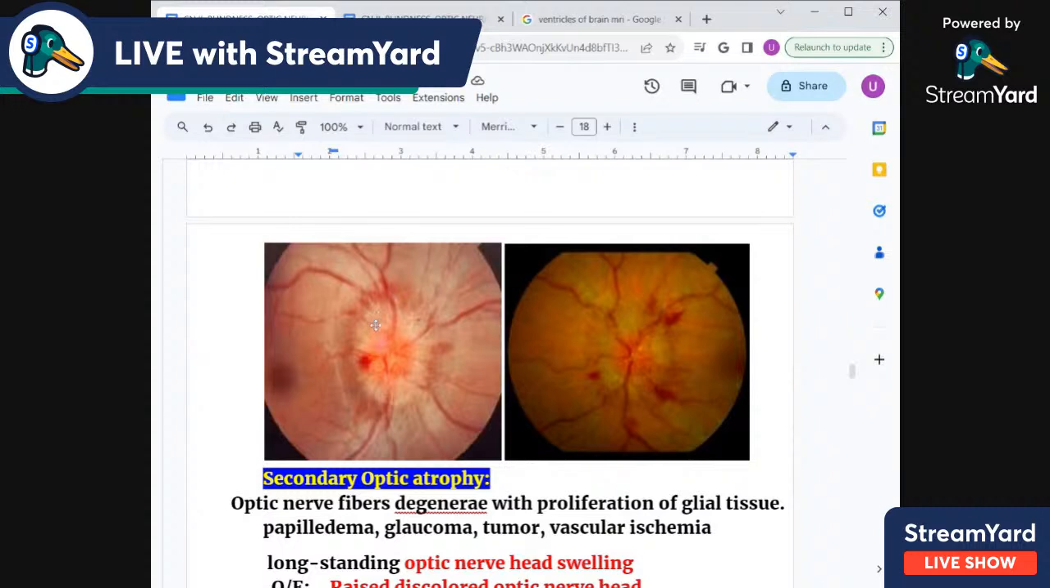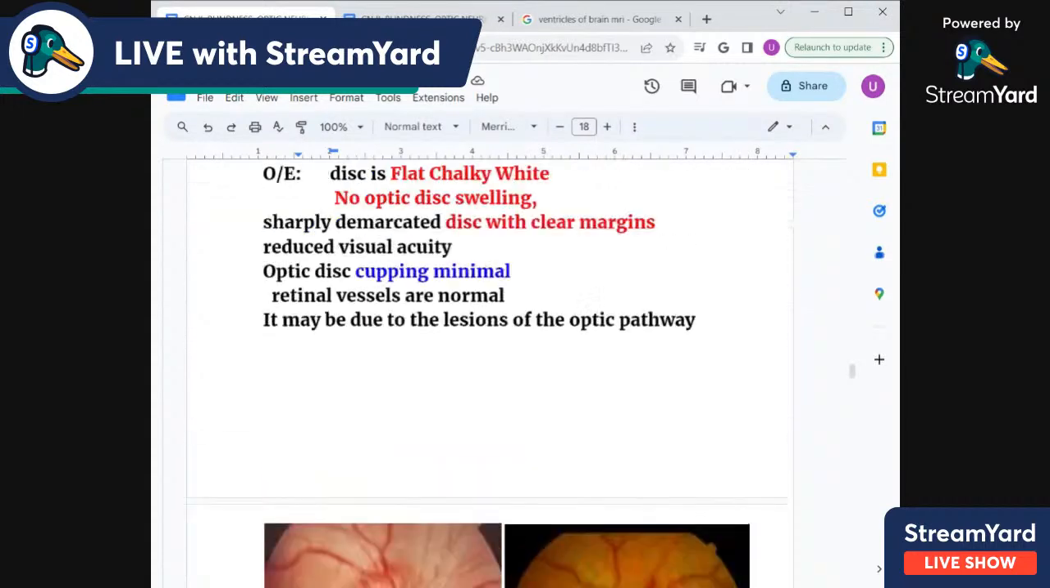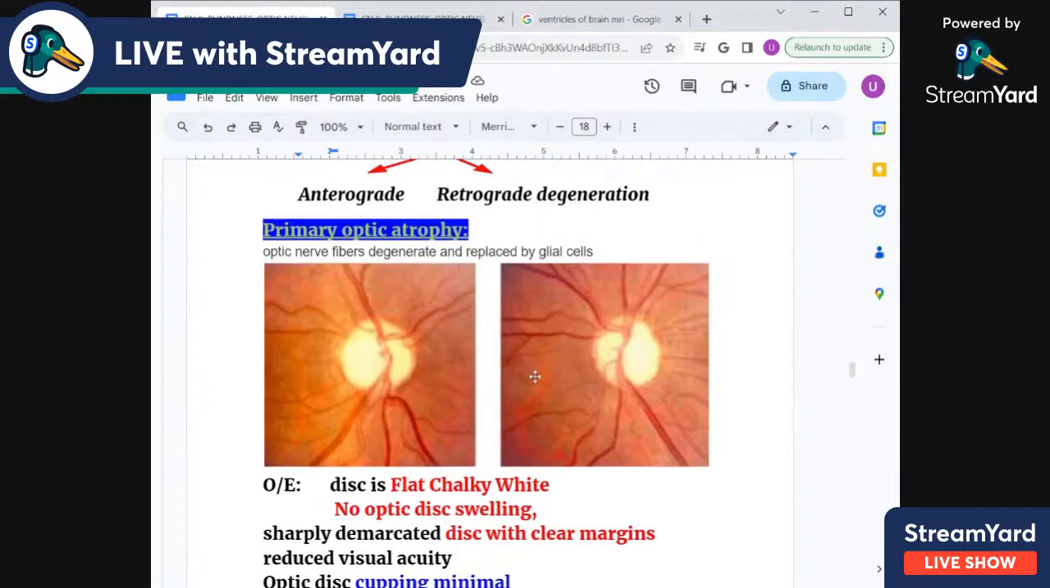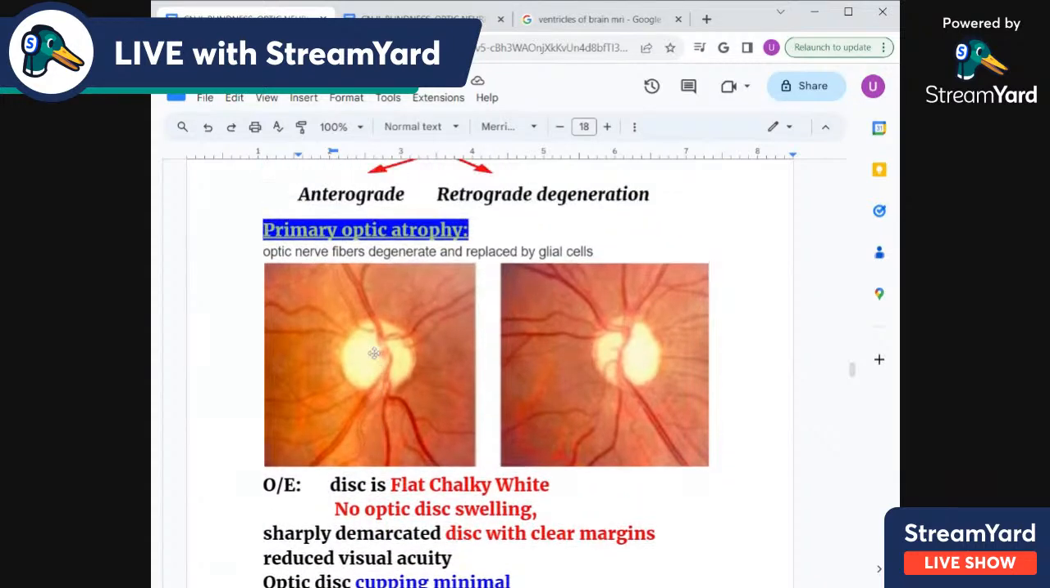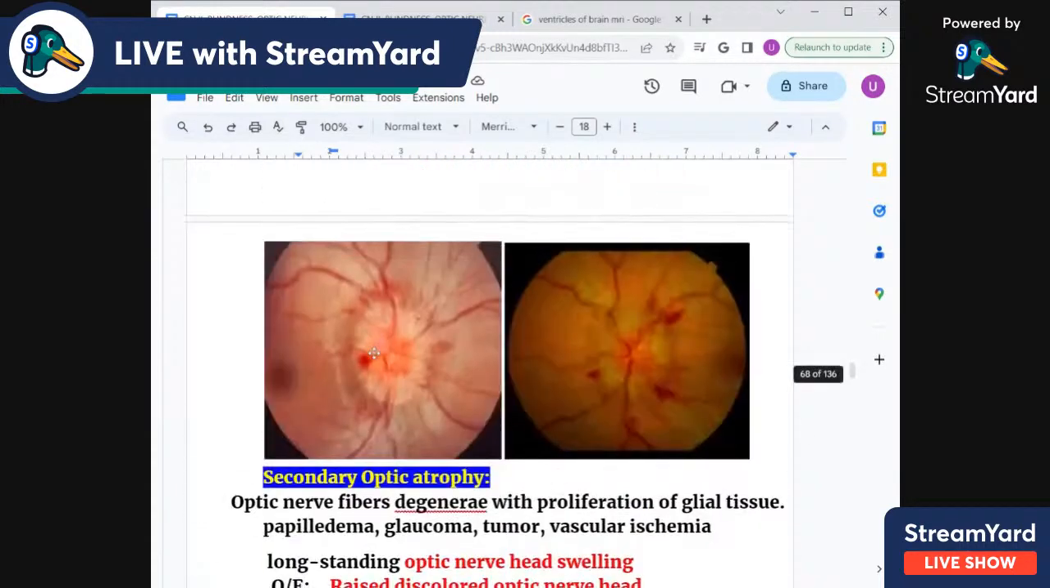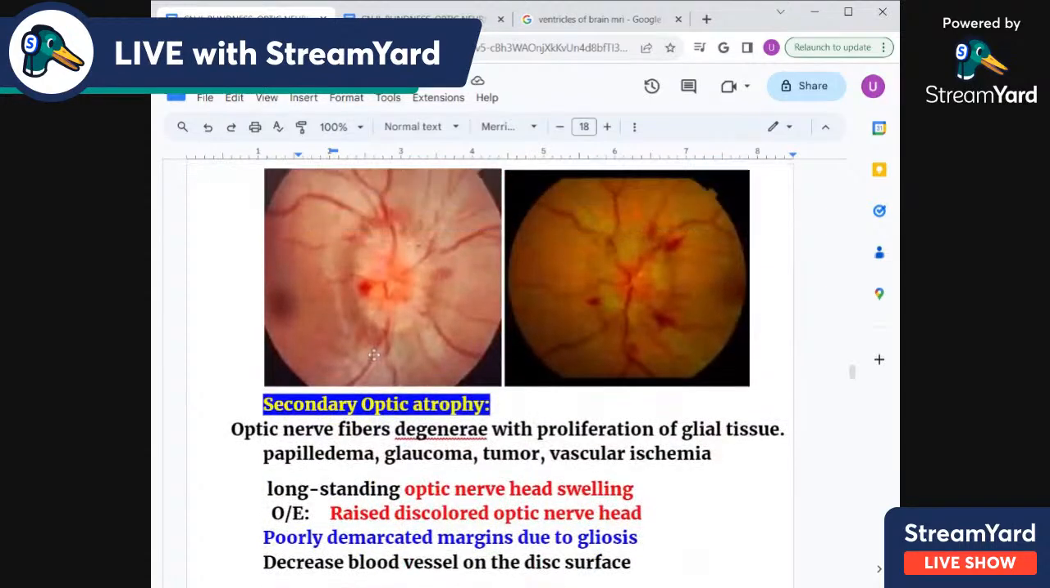The discolored optic disc margins are not clear. There are hemorrhages, and it's raised above the surface. So all the features of papilledema we discussed in that. Compare this with primary optic atrophy that occurs due to optic neuritis, right? And anterior ischemic optic neuropathy. And this is the papilledema.